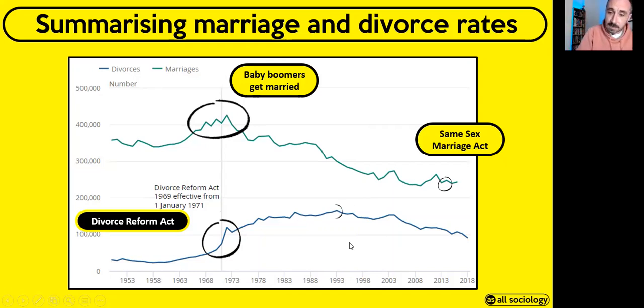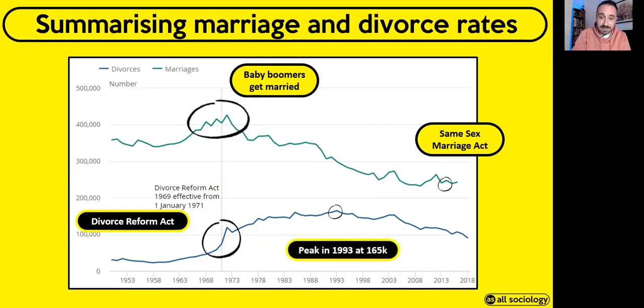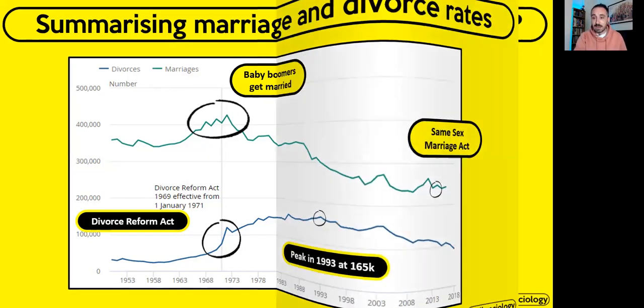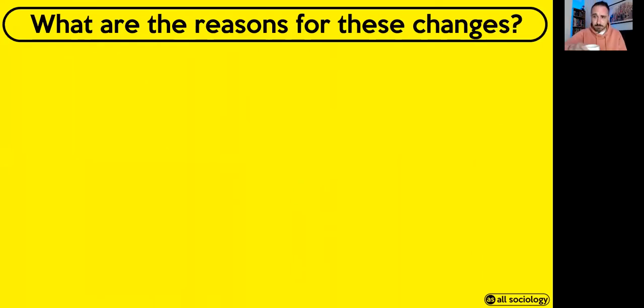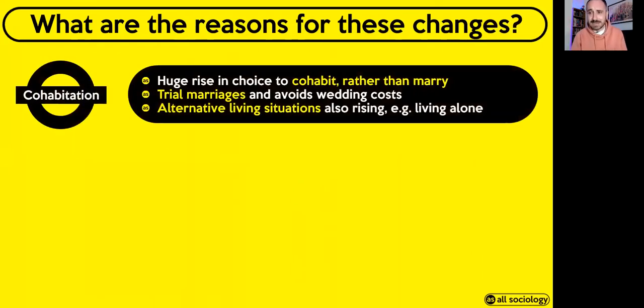But the other thing we should also be aware of is that, as I mentioned in the previous video, the rates today are actually at their lowest since about 1971, where my cursor is now. And the peak was here in 1993, 165,000 divorces a year. So divorce rates have gone up for sure since the late 1960s, but they have not hit the same heights as they did in the early 90s, when they hit 165,000. Now, the main part of this video is me now explaining what the reasons are for these changes.